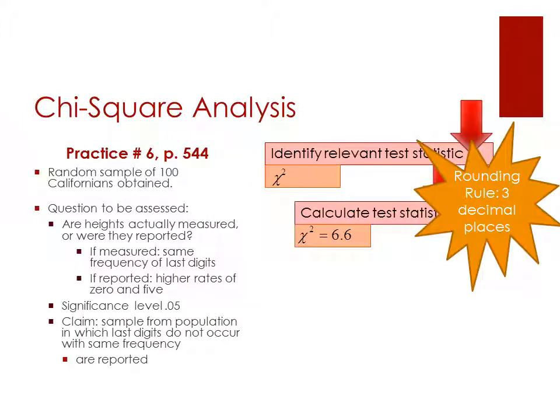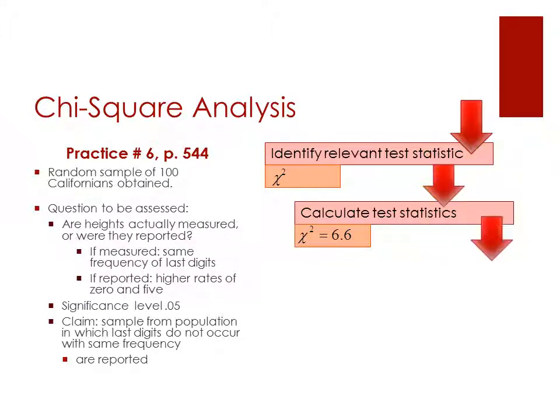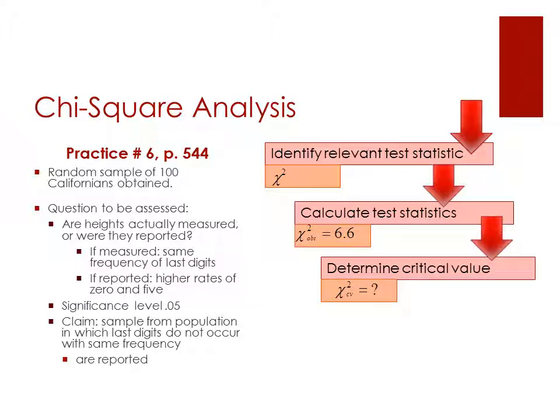So now I have my chi-squared is 6.6. Now pay careful attention. The rounding rule here for chi-square is always going to be 3 decimal places. That is because if you look at your chi-square distribution table, which we're going to look at in just a moment, you're going to see that those also go out to 3 decimal places. So make sure you're rounding appropriately for your calculated test statistic. So now the next step, as I just hinted at, is finding our critical value.